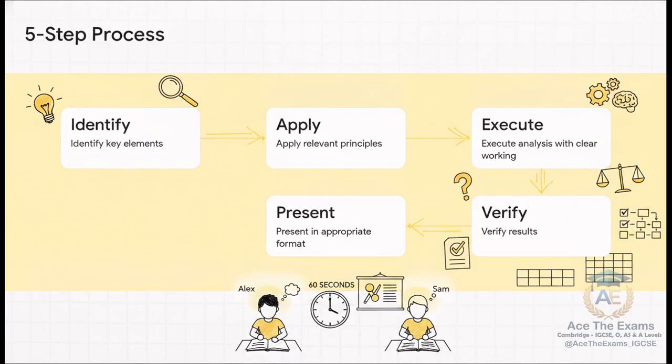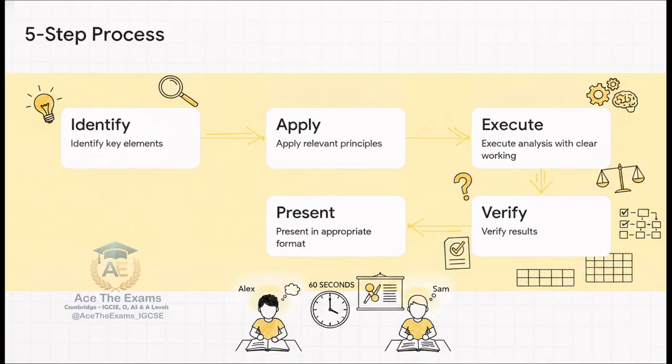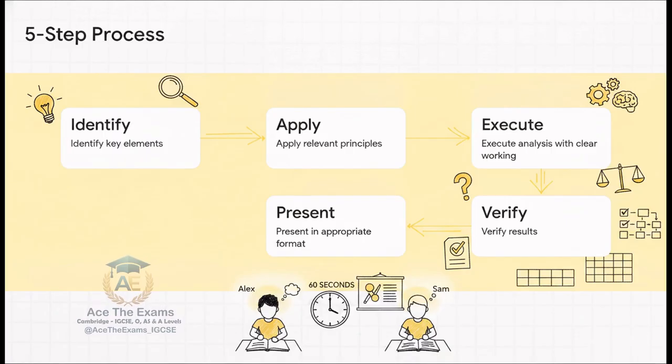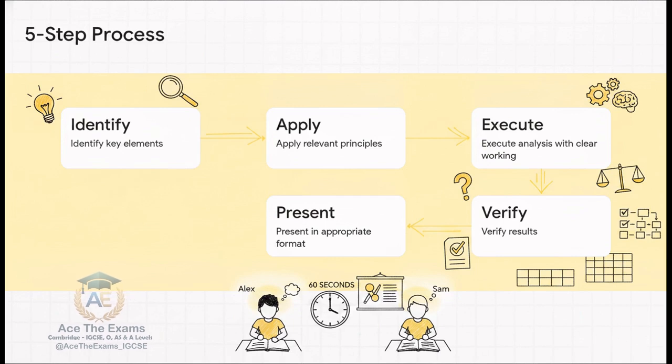Step 1, identify key elements. You literally underline the command word and the scenario in the prompt. Step 2, apply relevant principles. Pull up your mental map of expert systems. Step 3, execute analysis. This is where you deploy the PEEL framework. Step 4, verify results. Ask yourself, does this actually answer the specific prompt? Step 5, present and format. If the command word asks for a comparison, you better use a table or comparative paragraphs.